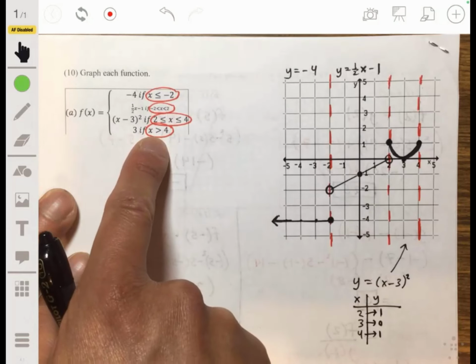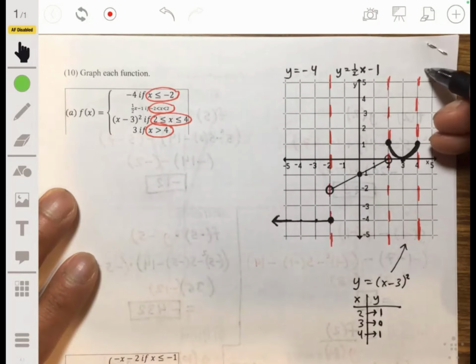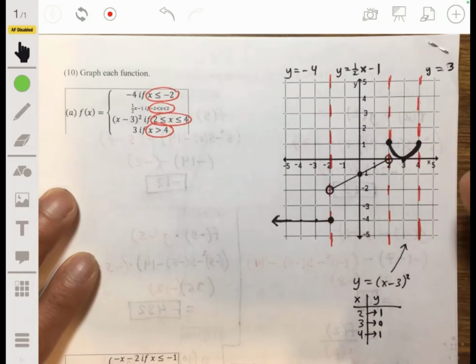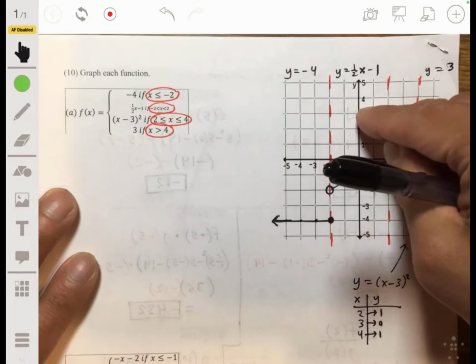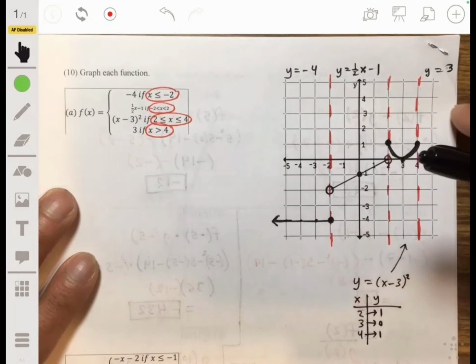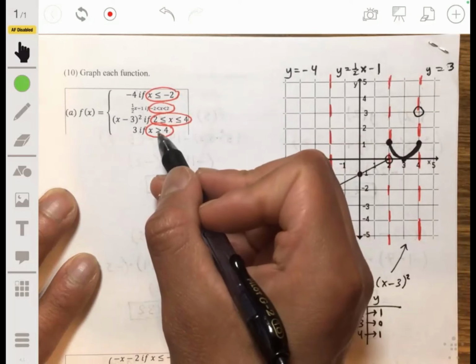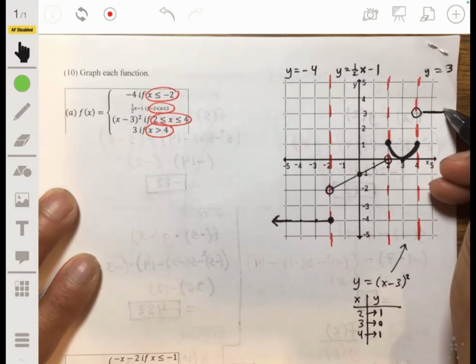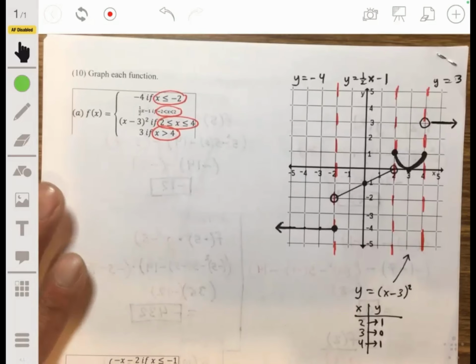Now the last one is just going to be y equals 3. So it's just going to be a horizontal line at 3, but with an open circle here because we're not including 4. So an open circle here to the right, and that'll be that.